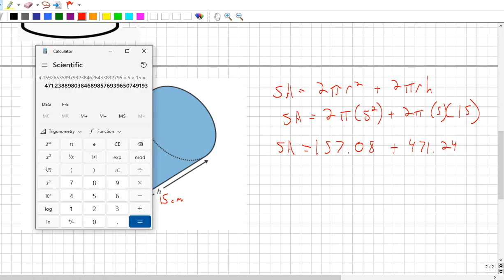Okay, and I add these two values together. Again, I can just leave that number in my calculator. Plus 157.08, which is 628.32, because the 1 will bump up to a 2 because the number next to it is 5 or greater. So 628.32.